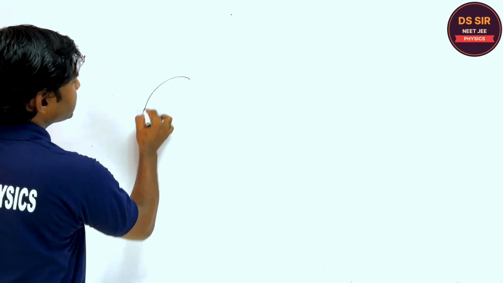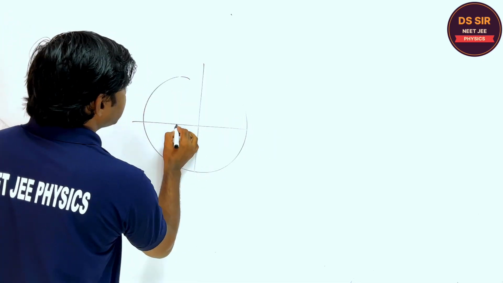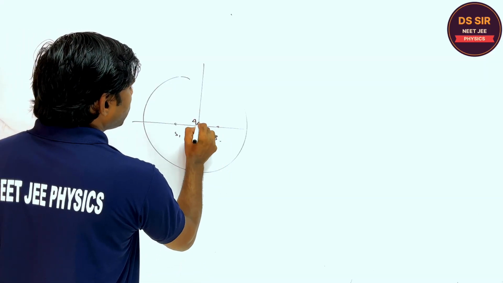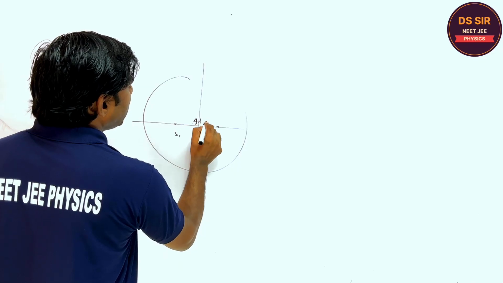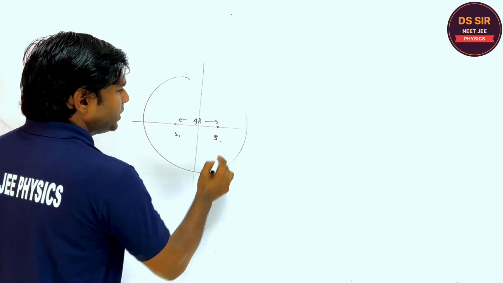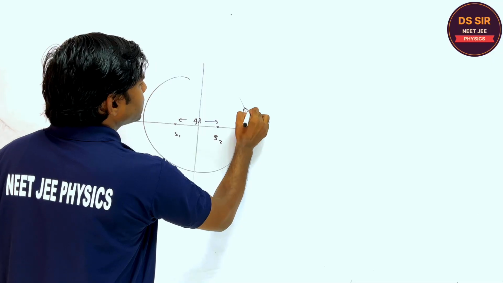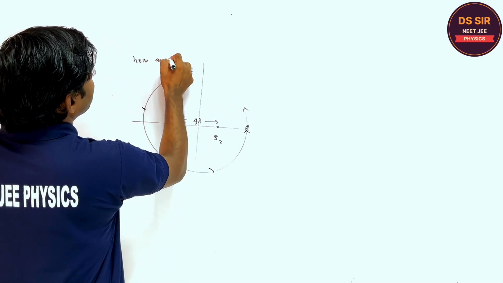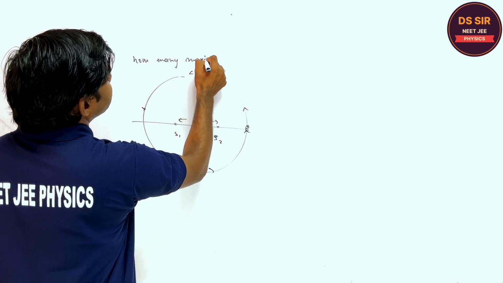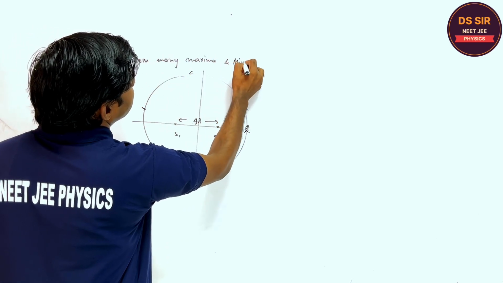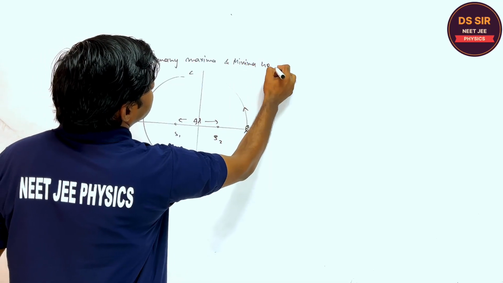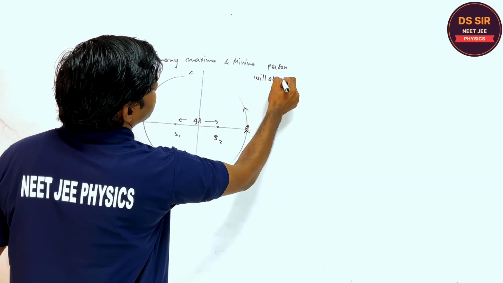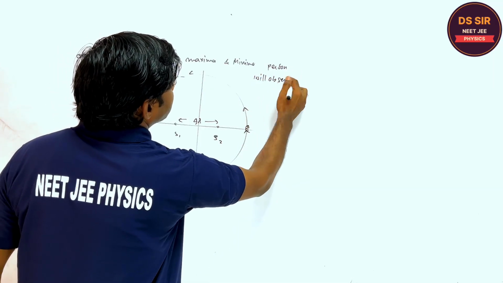If we have a circle and two sources are placed, this is S1 and S2. Are you getting it or not? The path difference between S1 and S2 is 4 lambda, and a person is moving along the circumference. So how many maxima and minima will he observe? Is it clear or not?